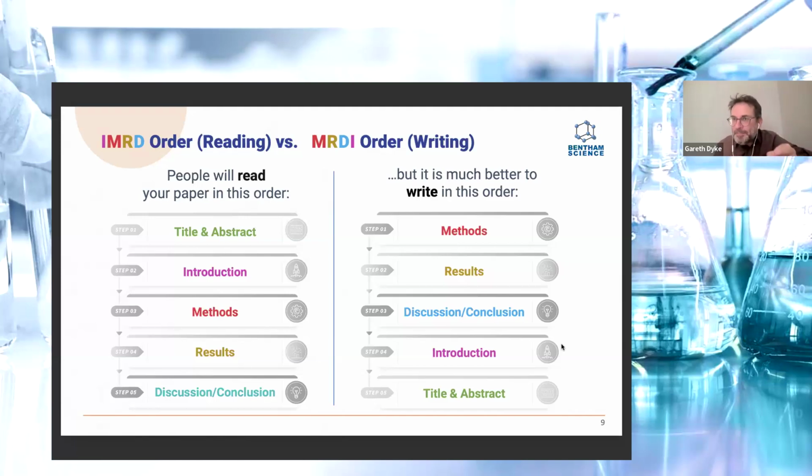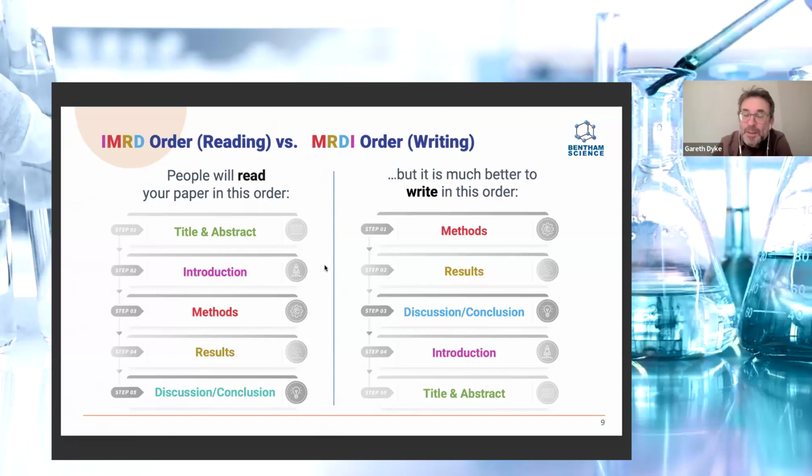It's much better, it's much more effective, it's much easier if you structure your writing in a certain way and you put your paper together in a certain order, starting the writing process with the methods and with the results, then moving on to talk through the discussion, the conclusions, the introduction, the title and abstract at the end.